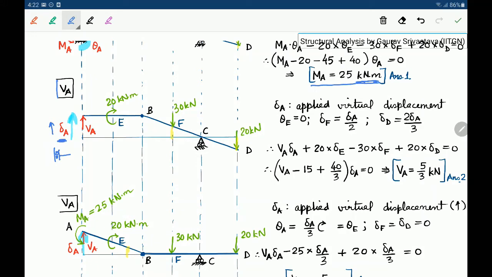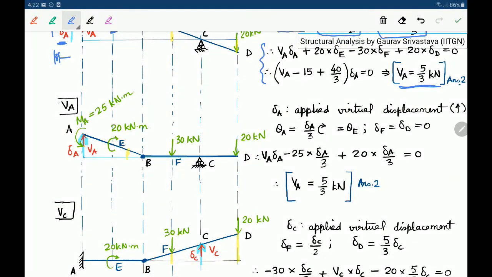So again, you can figure out that now there is no rotation at point E because it remains at 0 slope. So theta E is 0, delta F comes out to delta A by 2, and delta D comes out to 2 delta A by 3. And again, writing the principle of virtual work, you can get VA is equal to 5 by 3 kilonewtons.